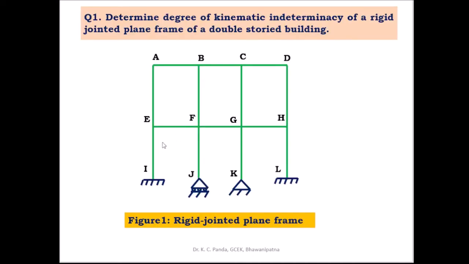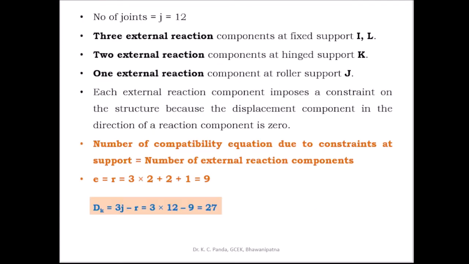Similarly, count the number of joints. Here the number of joints are 1, 2, 3, 4, 5, 6, 7, 8, 9, 10, 11, 12. The number of joints is 12. J is equal to 12.